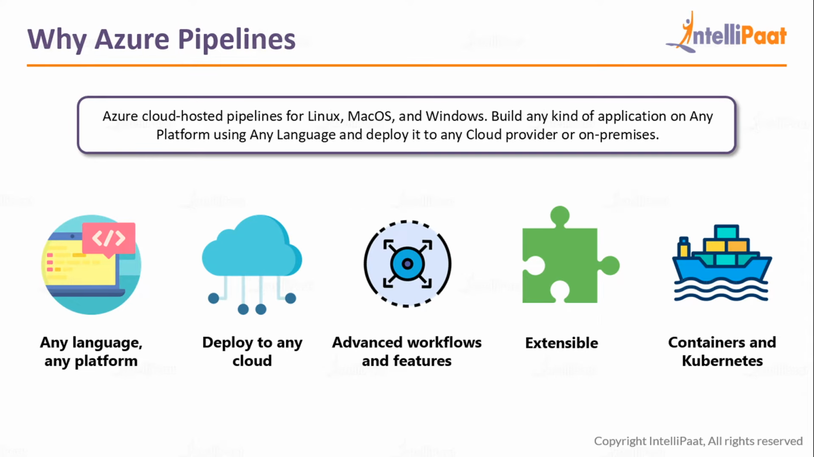And finally, Azure Pipelines. It is an Azure cloud hosted pipeline for Linux, Mac, and Windows. You can create a pipeline for all of these operating systems. So you can create any kind of application in any language and deploy it to any cloud. It is not just that you can deploy it to the Azure cloud. You can deploy it to AWS, to GCP, to IBM Cloud. You can even deploy it to your own on-premise servers.